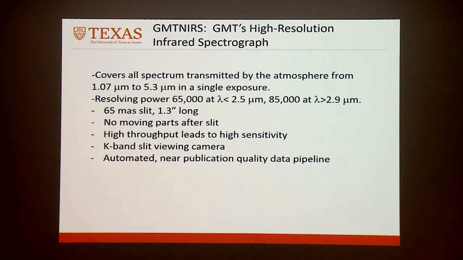The instrument has no moving parts after the slit. This allows it to be very stable over time. By using this one spectrograph per channel, we're able to tune all of the materials to get high throughput. It's got a K-band slit viewing camera built into it. This allows us to find and position ourselves on objects that are not visible in complex spaces. That's turned out to be very handy in our current instrument.